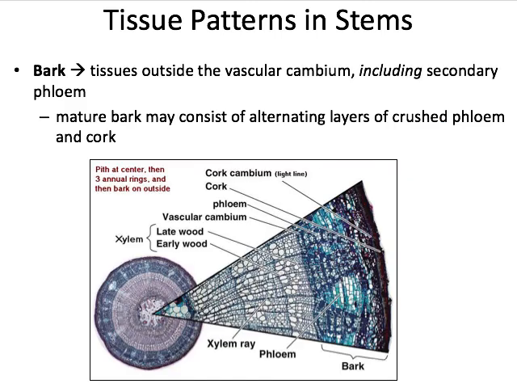Now, bark is very important in many woody species, and the bark refers to the region of tissues outside of the vascular cambium, including the secondary phloem. And mature bark may consist of alternating layers of both crushed phloem and cork cells.